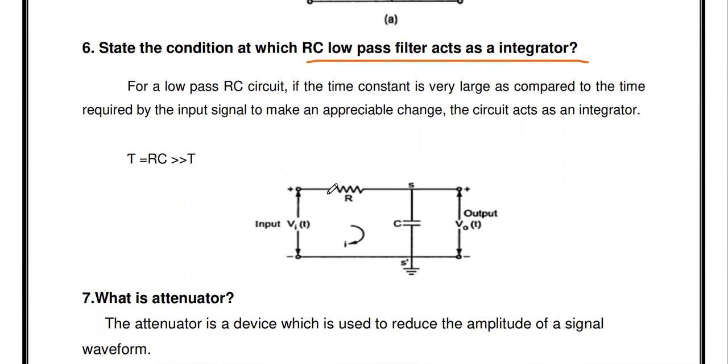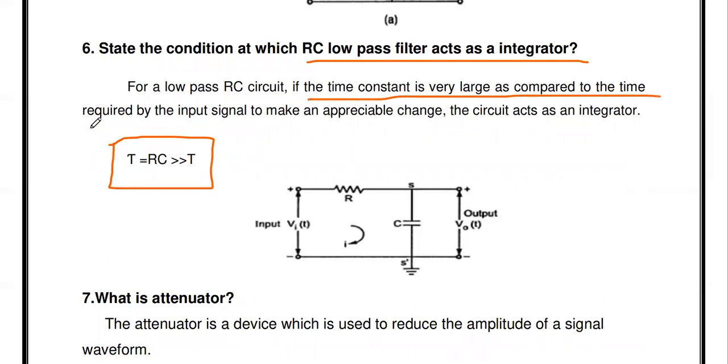So at what time does this low pass RC circuit act as an integrator? When the time constant RC is very much greater than T. Okay, if the time constant is very large compared to the time required by the input signal to make an appreciable change, this circuit will act as an integrator.